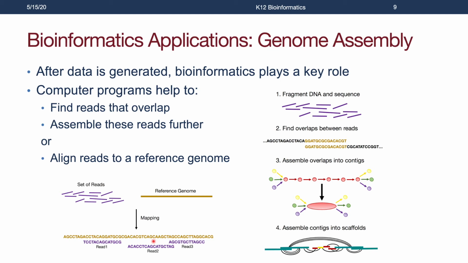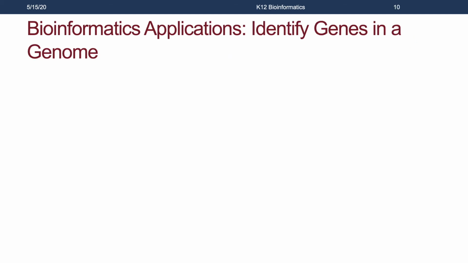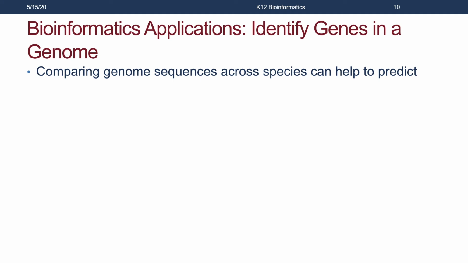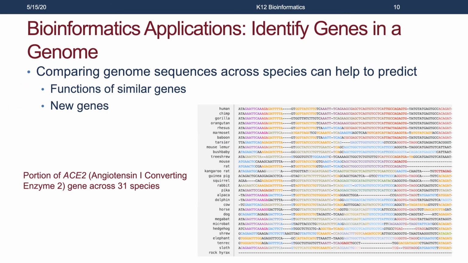Next, let's discuss the application of identifying genes in a genome. And this involves comparing genome sequences across species. Doing so can help us to predict functions of similar genes or to find new genes. For example, here's a portion of a gene called ACE2. ACE2 stands for angiotensin converting enzyme, and we're going to look at it across 31 species. So here you see the name of various species. These are common names, and a portion of this gene of ACE2 has been aligned.